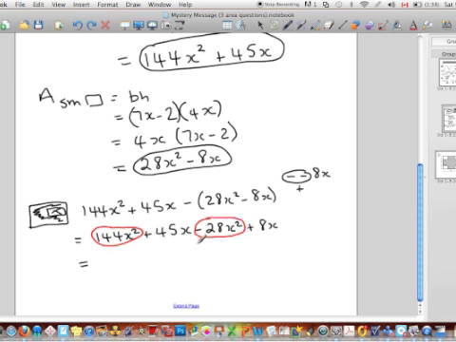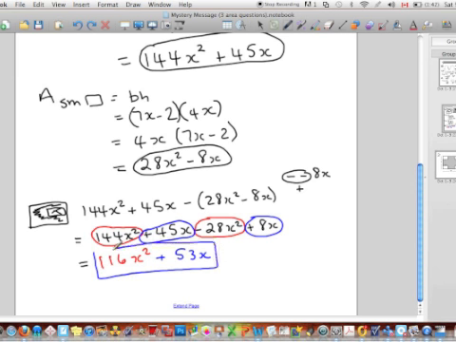I take out my calculator. So 116x squared. What else can I combine here? Well, I have 45x and I have 8x. 45x plus 8x is 53x. Okay? I look at them, I cannot do anything else. There's my answer. I put a nice rectangle around it. It's nice and clear. And if you noticed, I used equal signs down the side.